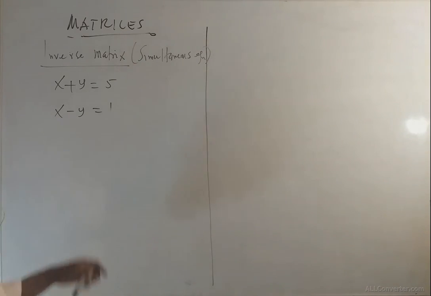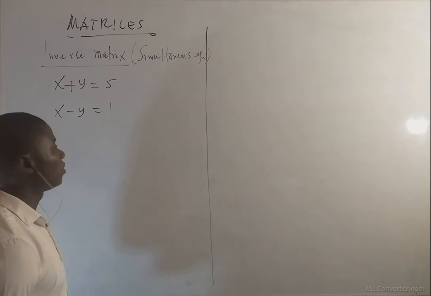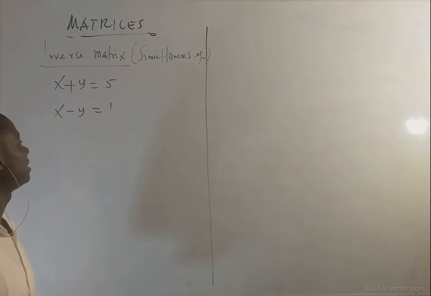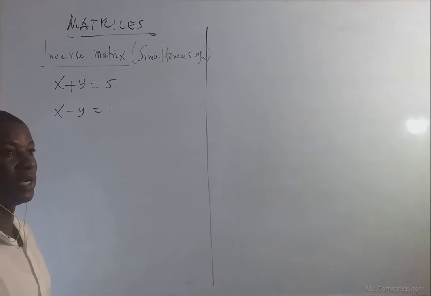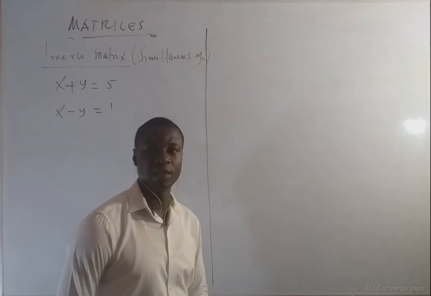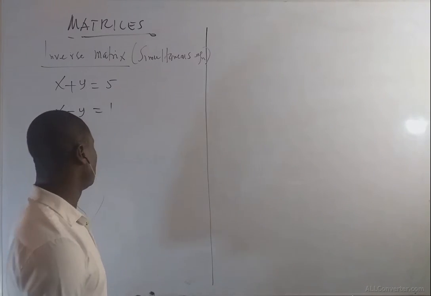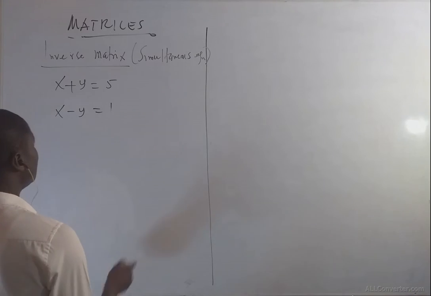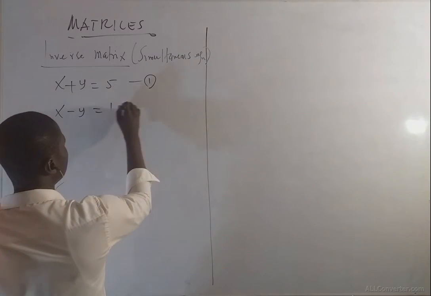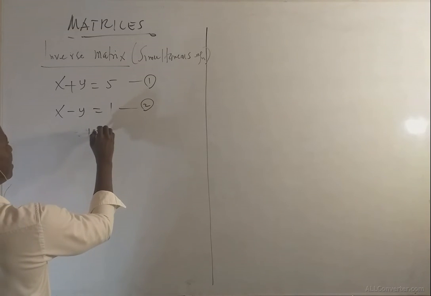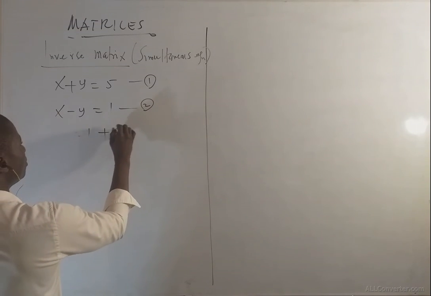If you want to understand simultaneous equations, you can refer to my video or presentation on simultaneous equations, and you will understand what I'm talking about here. To solve a simultaneous equation, you can use the elimination approach, the substitution approach, or the graphical method. Now we are going to use the elimination approach. This is our equation 1, this is our equation 2, and we are going to add equation 1 to equation 2.